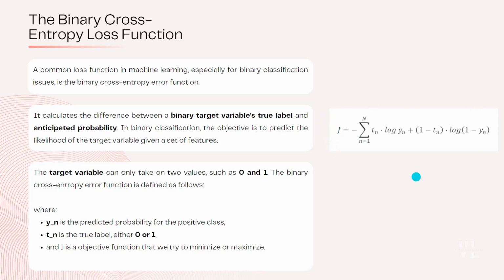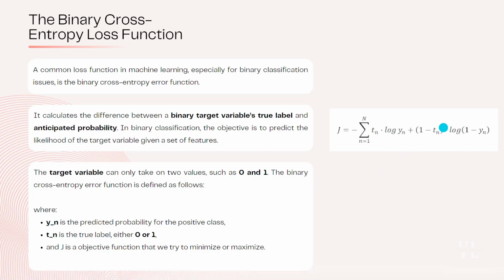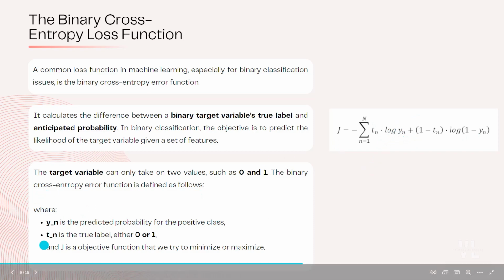But here we have a summary of the BCE loss, where the target variable can only take on two values, 0 and 1. So here Tn is a true label, which can be either 0 or 1. This is a different representation that you might not be familiar with, but this representation shows that T is a true label and Y is a predicted probability from our model, and J is the objective function that we try to minimize or maximize.